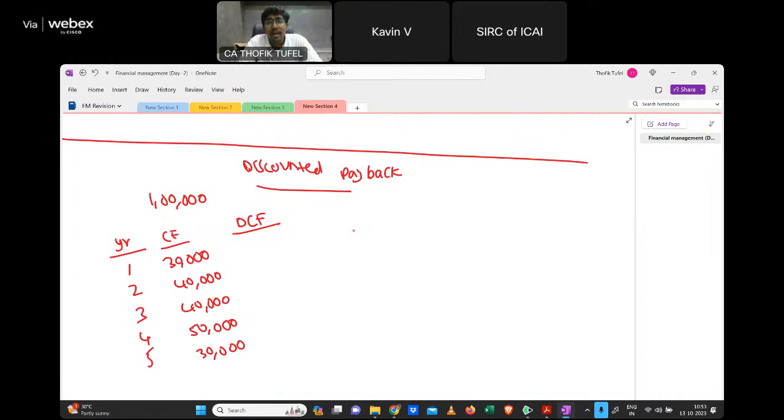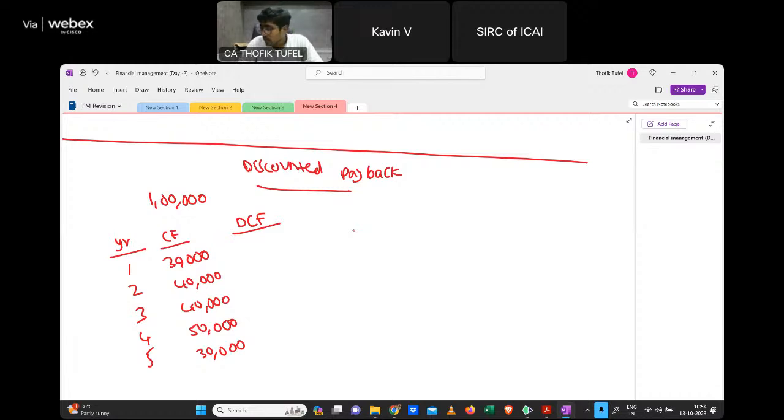Remember last class, I told you how to calculate discounted cash flows. I told you different types of cash flows are there. Single cash flow, how to find the discounted cash flow. Annuity cash flow, how to find the discounted cash flow. And uneven cash flows, how to find the discounted cash flow. I already told you how: cash flows into present value factor.